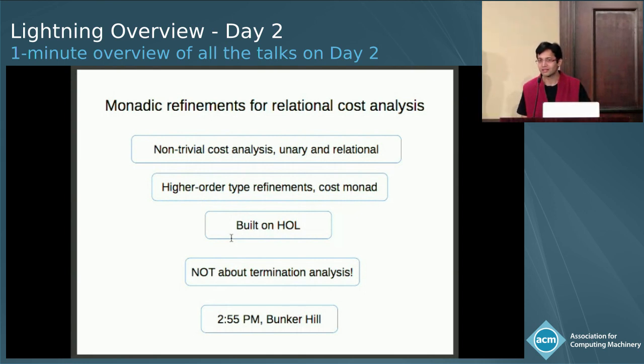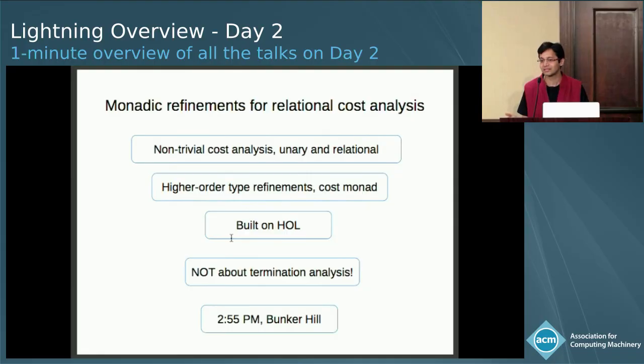So ours is the last talk of the post-lunch session at Bunker Hill. This is the odd man out of the session. The session is called Termination Analysis. The talk is not about termination analysis at all. The talk is about cost analysis of programs.